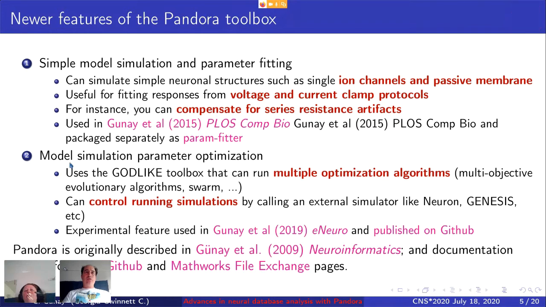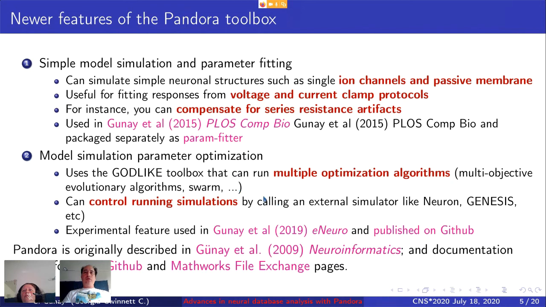The second major new feature was parameter optimization for more serious simulations. If you have a large model, Pandora with this module can call your simulator and call an optimization algorithm, for example multi-objective evolutionary algorithms or swarm optimizations. There are about four or five different algorithms that you can pick from using this godlike toolbox, which is not the name I picked. Someone else made this toolbox in MATLAB, and I just integrated Pandora with it.